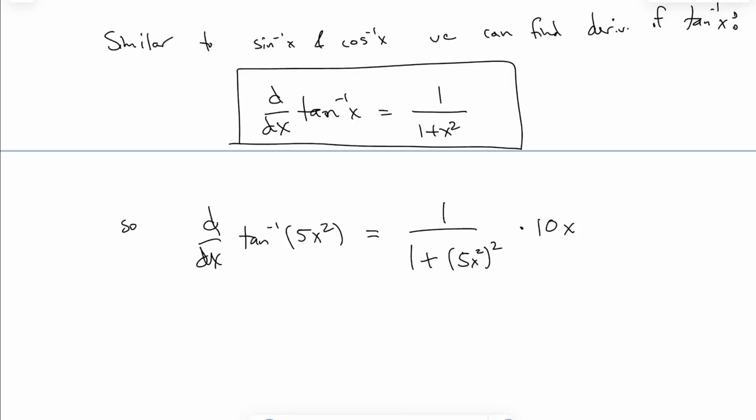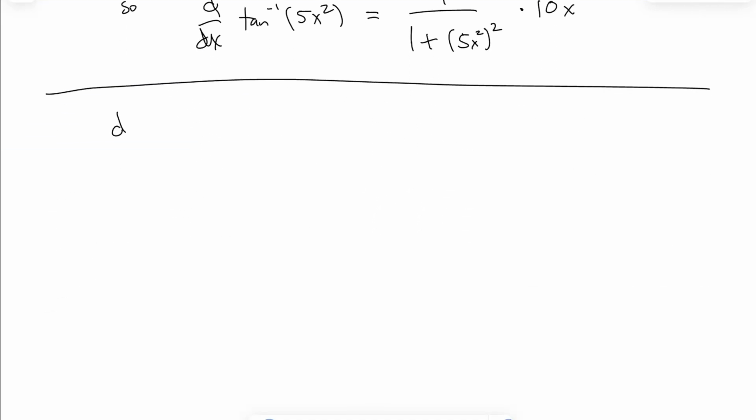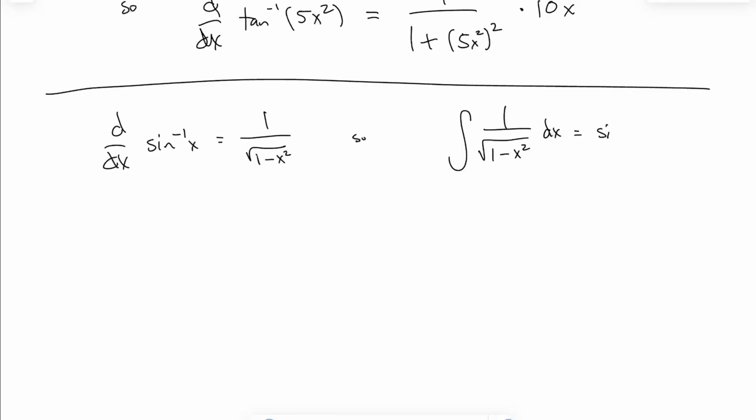Great. Let's talk about integrals then. So together with these various derivative formulas, we get integral formulas. I will just write this one again. The derivative of inverse sine is 1 over square root of 1 minus x squared. You can write this the other way around as an integral. So that means the integral of 1 over square root of 1 minus x squared dx is inverse sine of x plus c. All right?